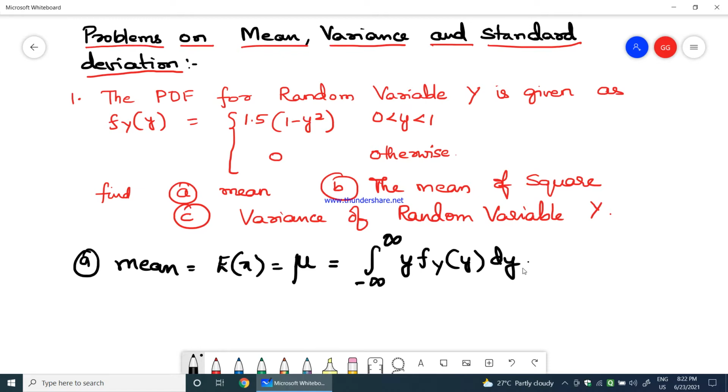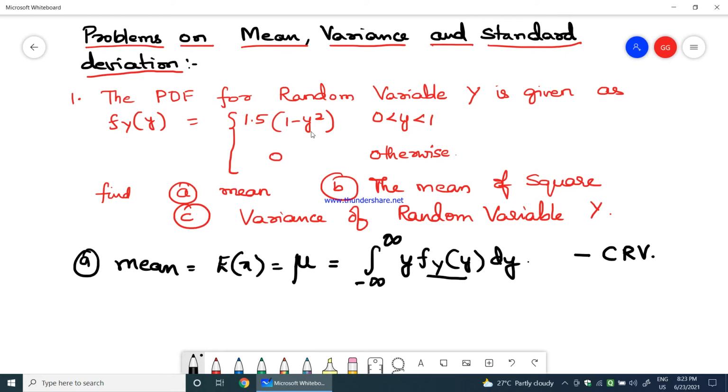So this is the definition of the mean for continuous random variable. Keep this in mind, continuous random variable. Now we do have probability density function which we use for continuous random variable, where we have probability mass function which we use for discrete random variable. I think in the next discussions after this we will see the problems on PMF where we use for discrete random variable.